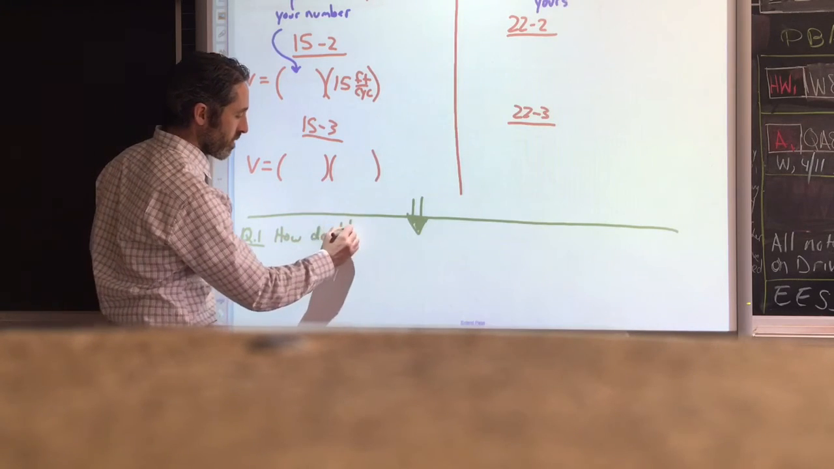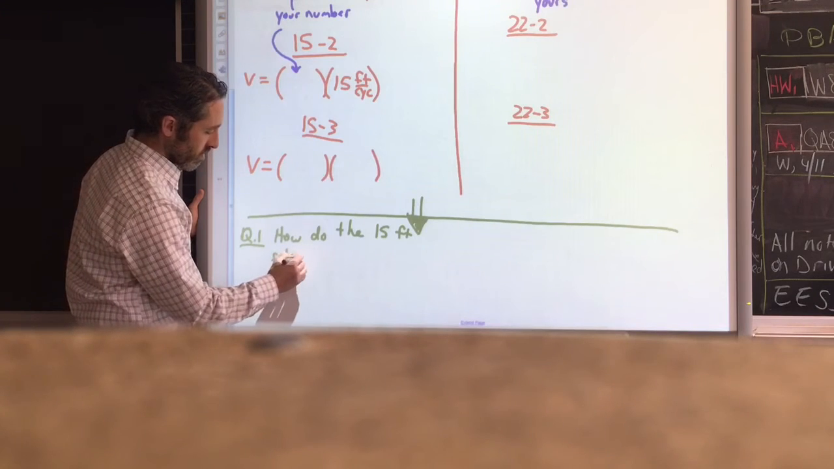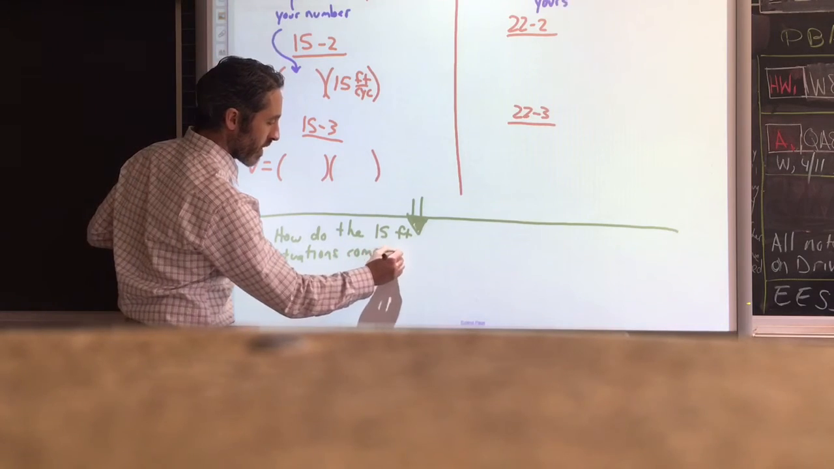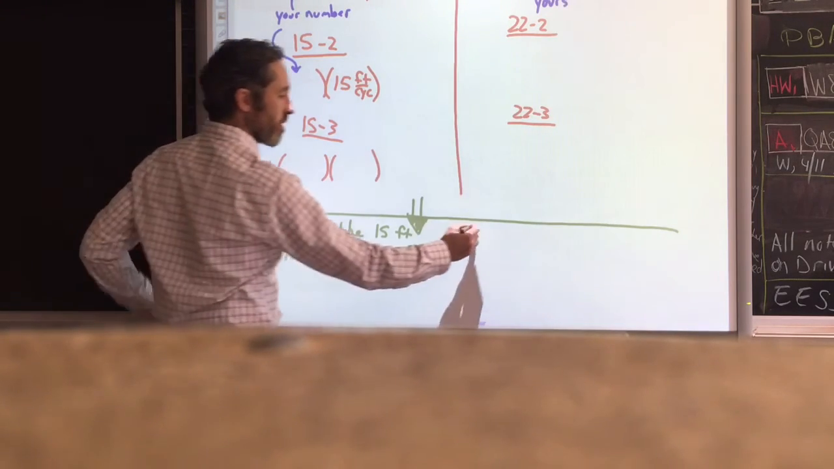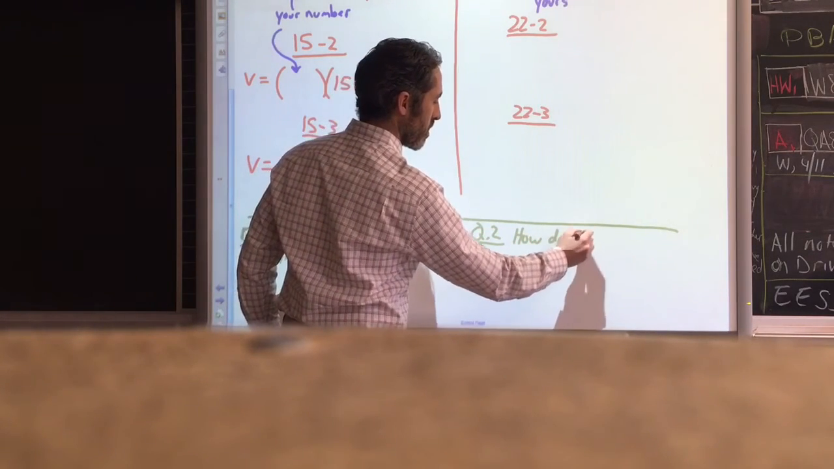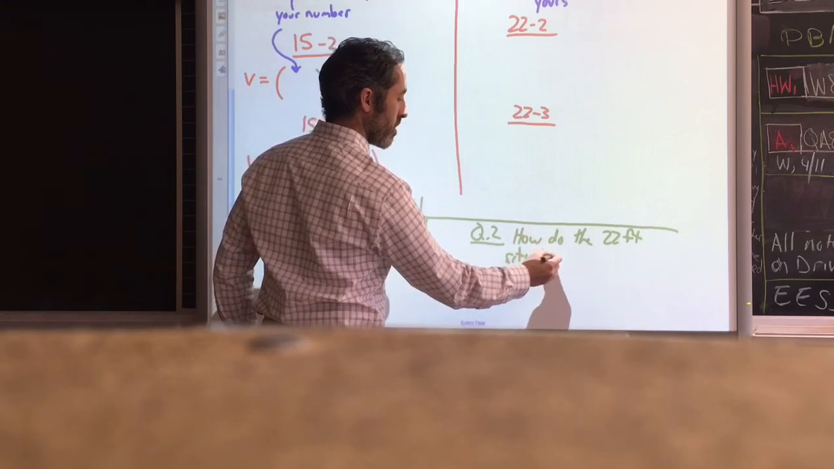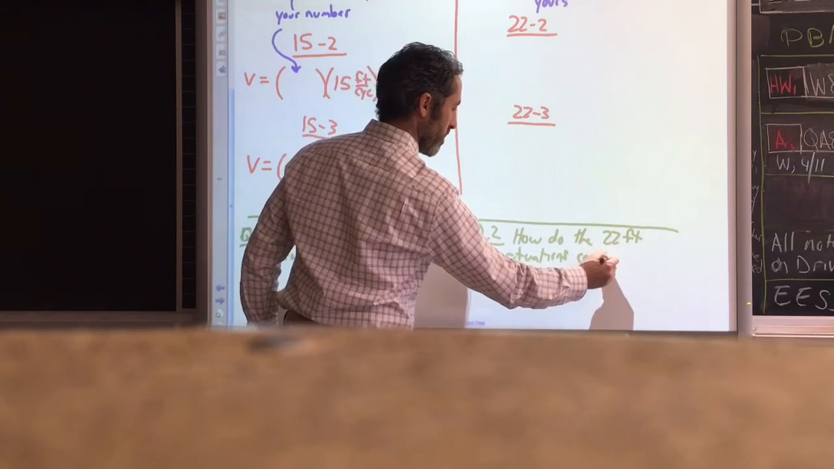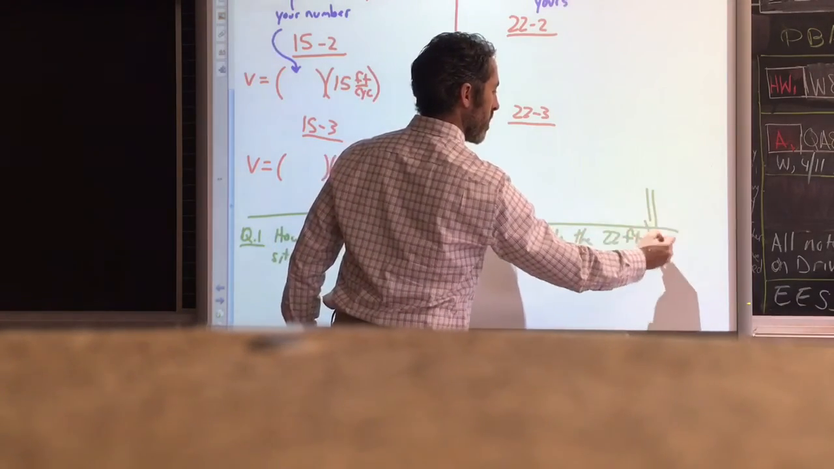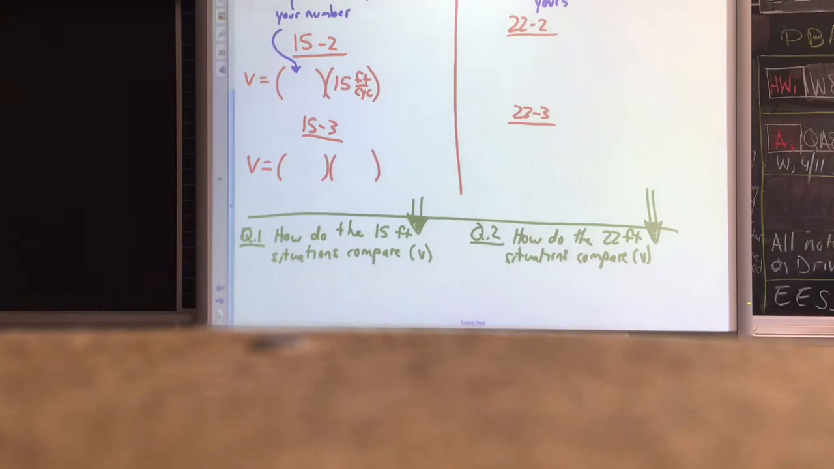How do the 15-foot situations you just answered compare? You're comparing here for the speeds. And then question 2 over here, same type of thing. How do the 22-foot situations compare? Again, we're talking about speed. So you're going to look at the speeds for these 3 and then for those 3 and make a comparison.